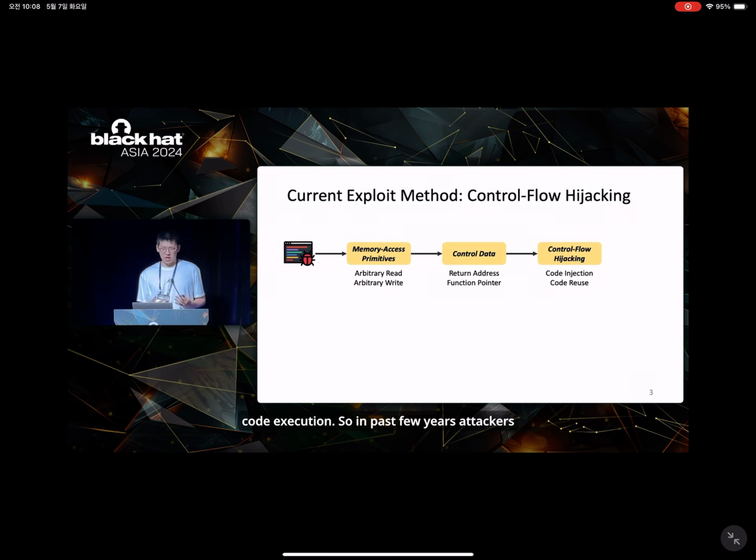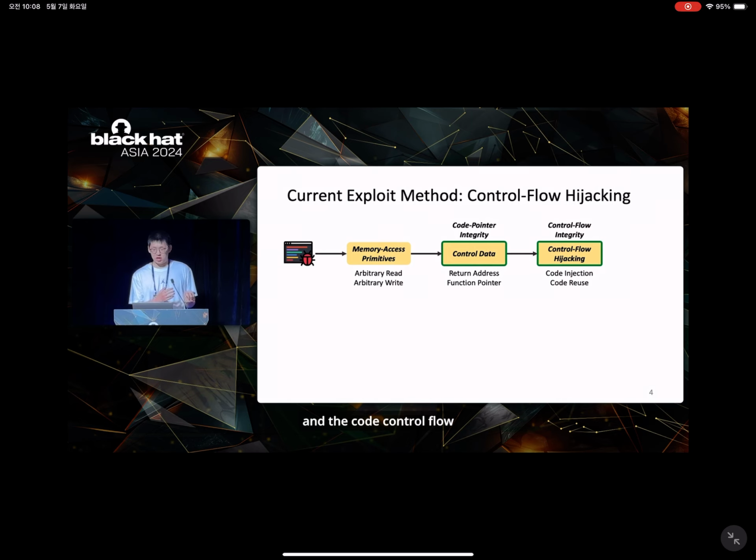In the past few years, attackers have built attacks like code injection attacks or code reuse attacks. However, researchers have proposed many different solutions to prevent such attacks. For example, code pointer integrity can protect the control data, and control flow integrity can prevent abnormal control flow from being executed. So nowadays, it is actually difficult to hijack the control flow.